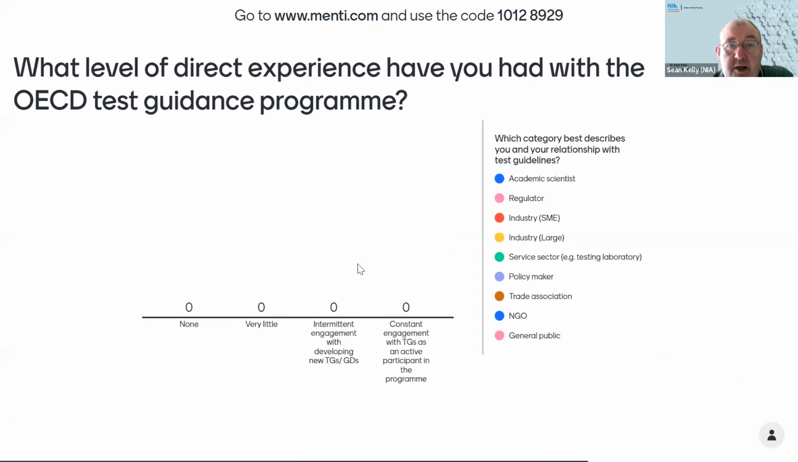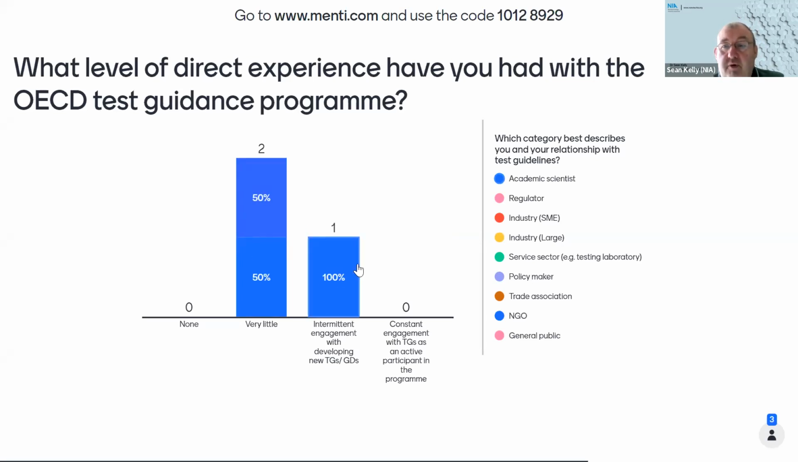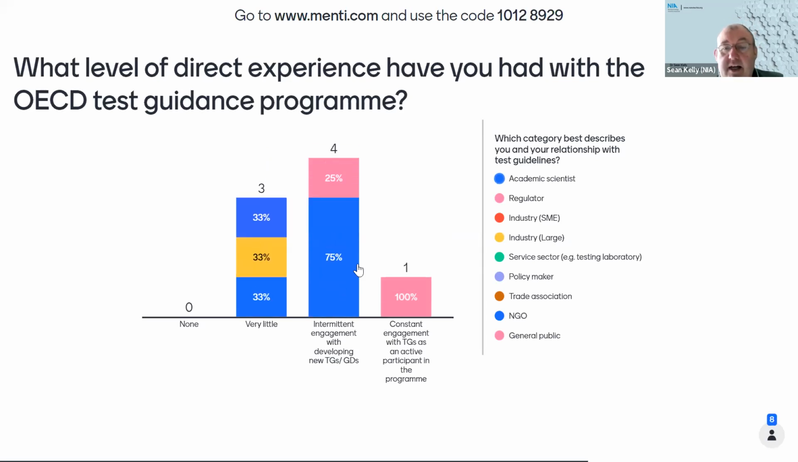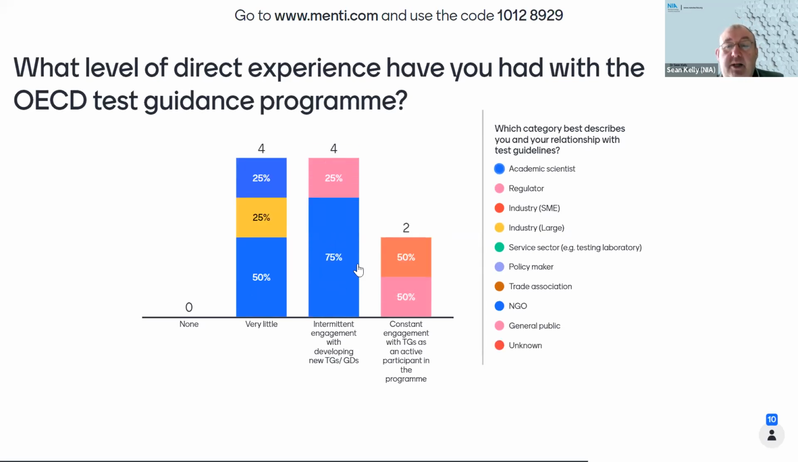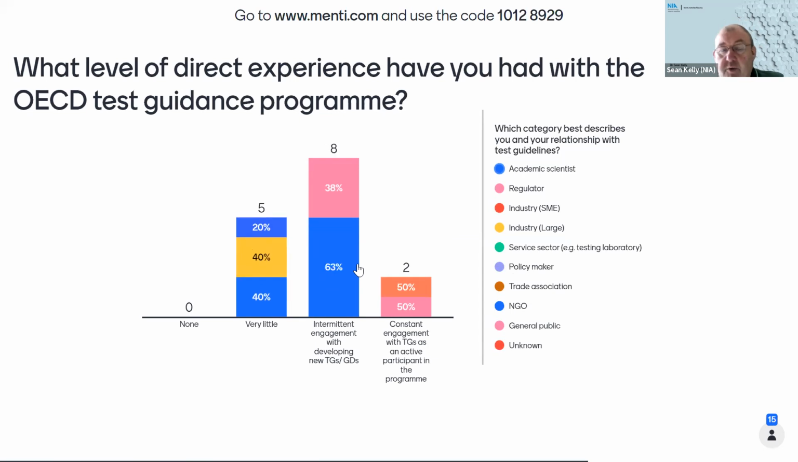So the first question is more just to try and judge what level of experience people have had actually with the OECD test guideline program. And this will relate back to the previous question where people told us which category they belong to, so we get some idea about that. But I'll leave this one up for a little while just to let people respond.